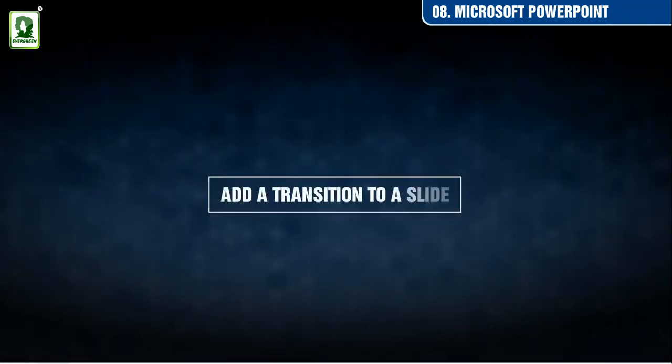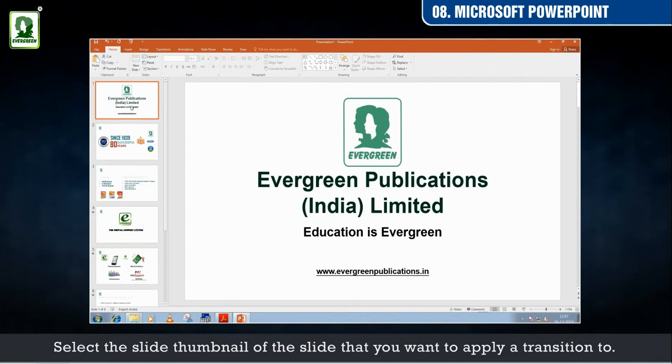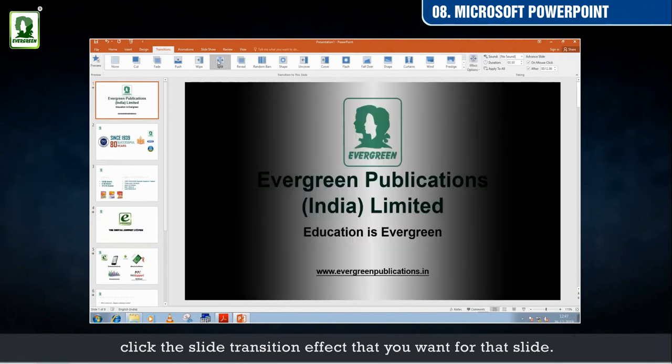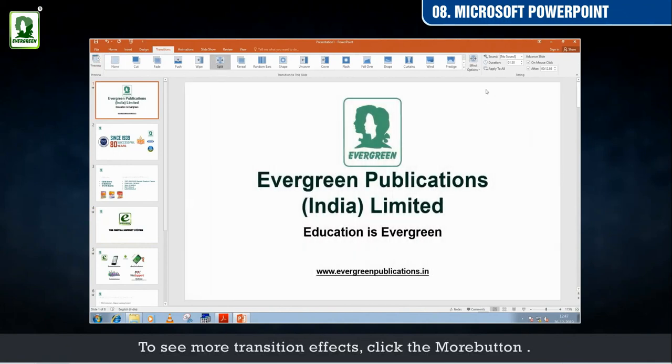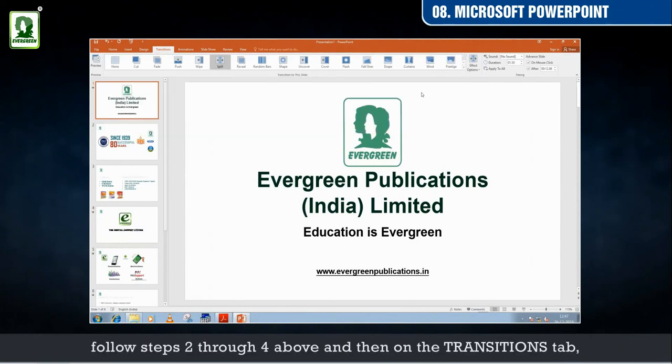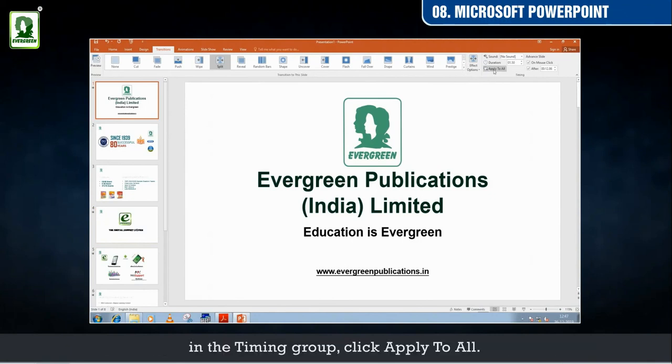Add a transition to a slide. Select the slide thumbnail of the slide that you want to apply a transition to. On the Transitions tab, in the Transition to this slide group, click the slide transition effect that you want for that slide. To see more transition effects, click the More button. To apply the same slide transition to all the slides in your presentation, follow steps 2 through 4 above, and then on the Transitions tab, in the Timing group, click Apply to All.